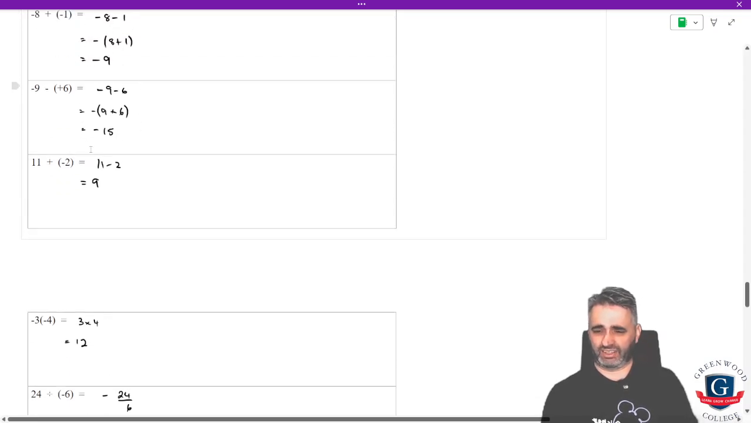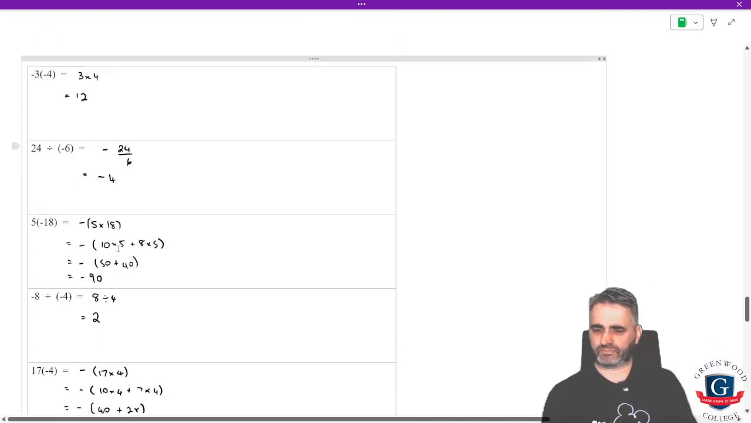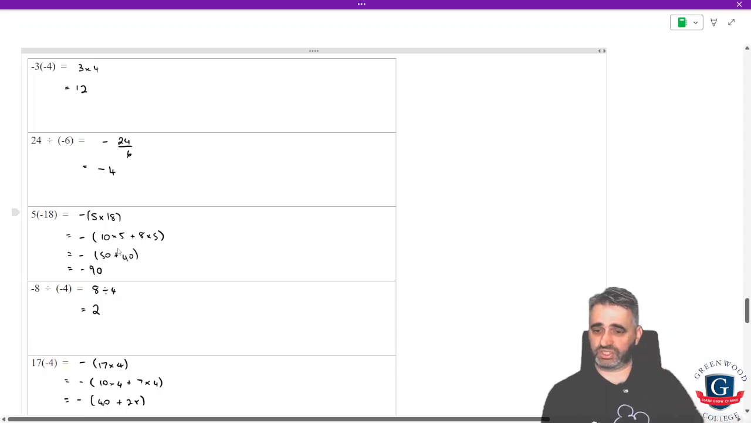You can see here, once I'm comfortable with the arithmetic method, I don't have to worry about the number line, but I can definitely check it with the number line. I start with negative 9, I'm going to go down another 6. My answer is going to be lower than negative 9 on the number line. 11 plus minus 2, 11 take 2, which is just 9. Let's do some multiplication now.